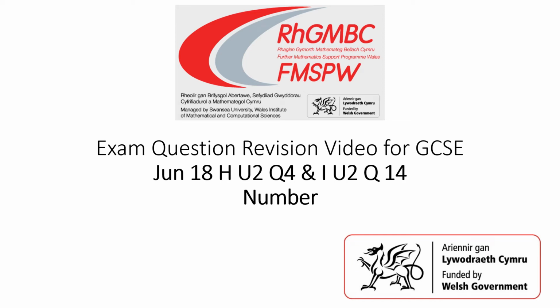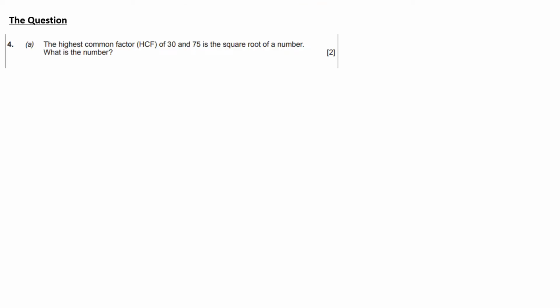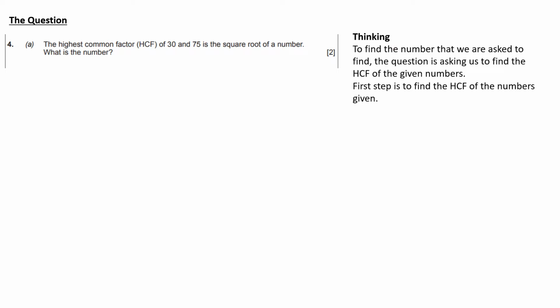This work on number is to do with highest common factors and cube roots and cubing numbers and squaring numbers. So when we're looking at this one, we're asked to find the highest common factor of 30 and 75. The first step is to find the highest common factor, and then we can find the number that we are asked for.